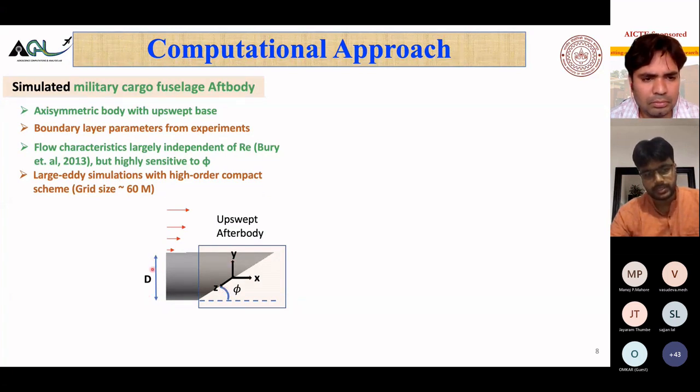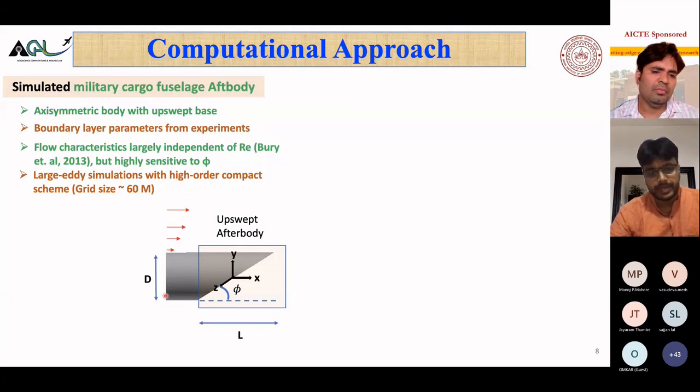And the length scales of interest: one is the diameter. So this is the diameter of the cylinder. And depending on the upsweep, you would notice that if phi is high, then L will be small. So L is what? L is cos phi. So if the upsweep angle is higher, this L, which is how much the base is elongated in the direction of X, will be smaller. So these are the two length scales which are of interest.